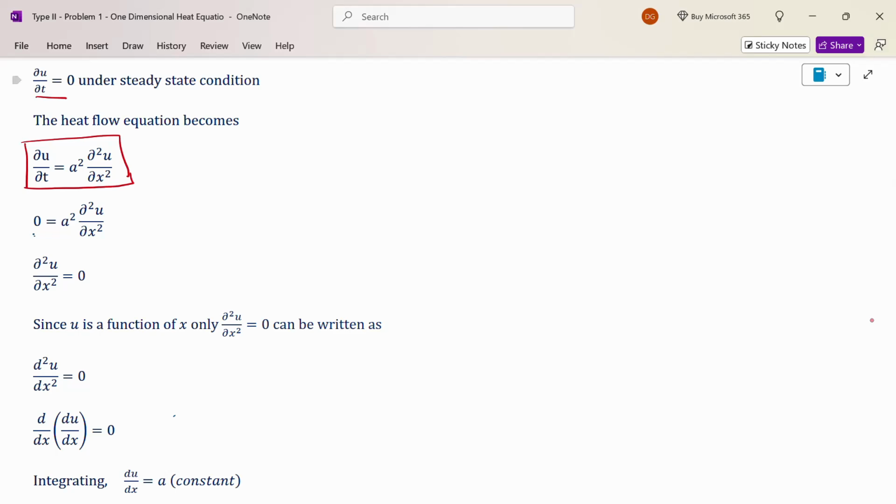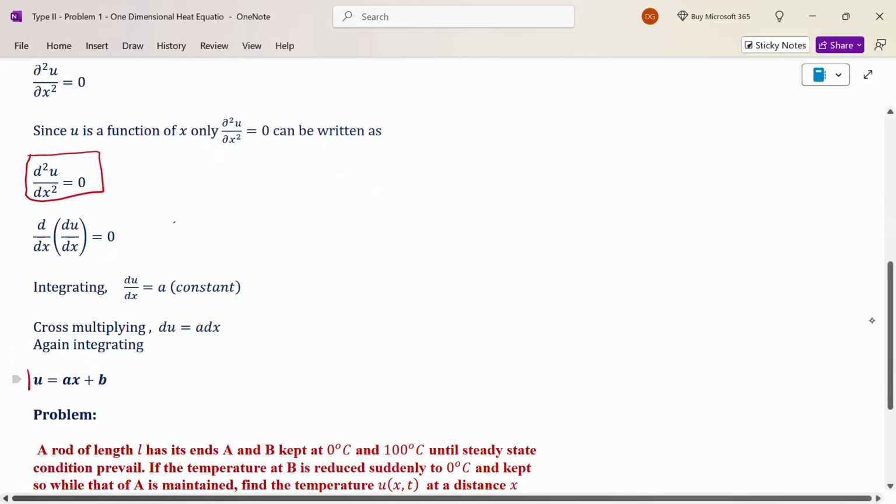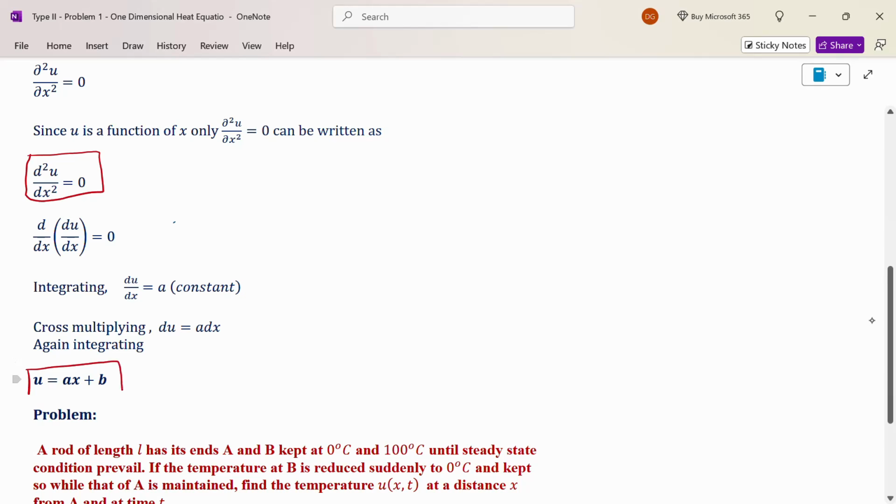When I substitute the steady state condition dou u by dou t equals 0, then dou square u by dou x square equals 0. Since u is a function of x only, dou square u by dou x square equal to 0 can be written as d square u by dx square equal to 0, because the partial differentiation becomes an ordinary differential equation. Integrating d square u by dx square twice, the solution is u equals ax plus b.